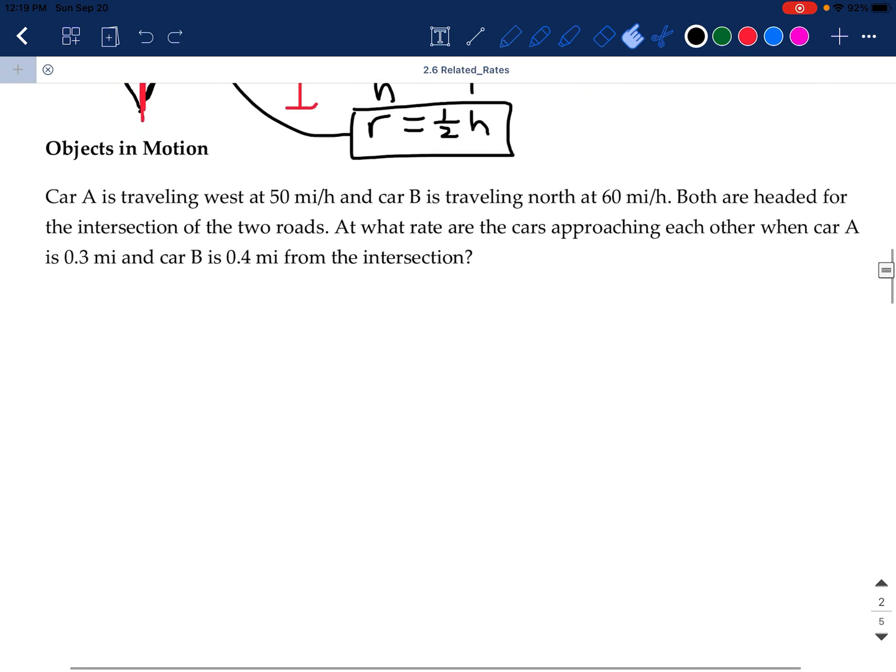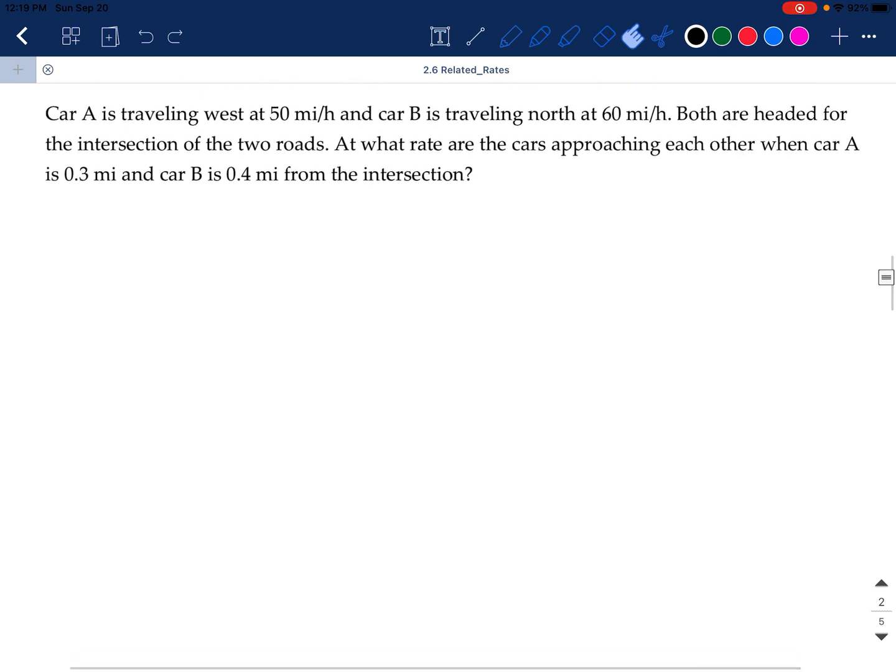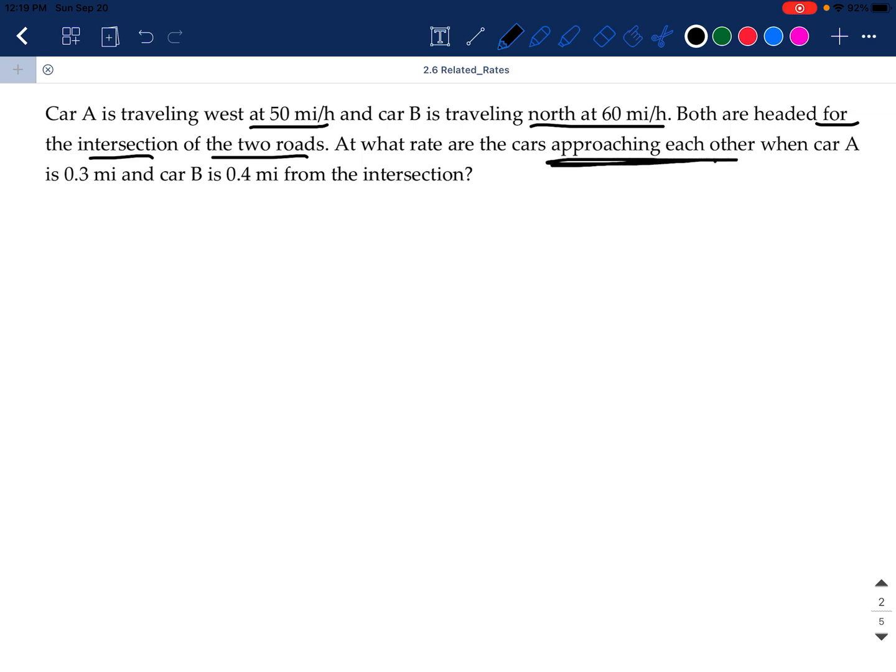All right, so then the second example is going to require us to involve some directions here. So we've got car A is traveling west at 50 miles per hour, and car B is traveling north at 60 miles per hour. Both are headed for an intersection, so where the two roads intersect. At what rate are the cars approaching each other when car A is 0.3 of a mile away and car B is 0.4 of a mile from the intersection?